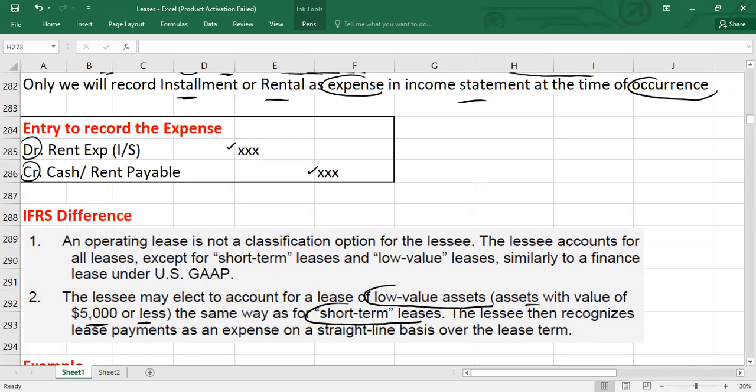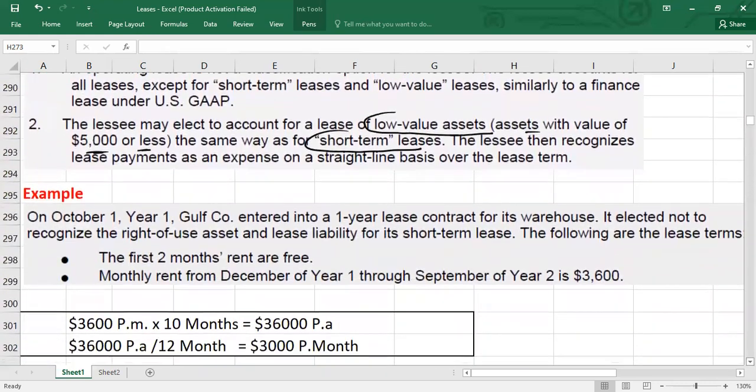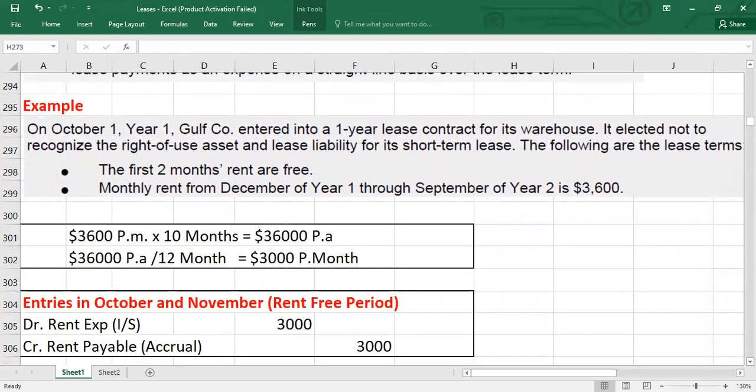Okay. Now, guys, here we have an example. Let's have a look with the help of an example how to deal with short-term leases. For example, on October 1, year 1, Gulf company entered into a 1 year lease contract for its warehouse. It's a 1 year lease, and it elected not to recognize the right of use asset or lease liability for the short-term lease. It means they have elected it as a short-term lease. Following are the lease terms.